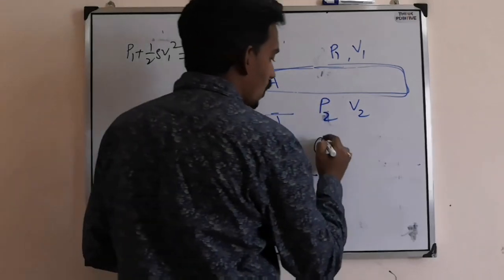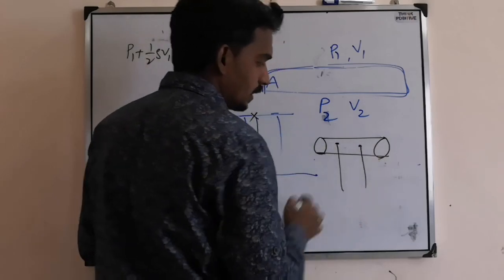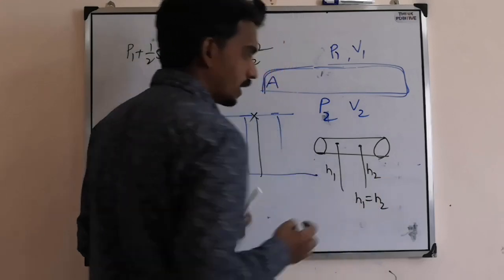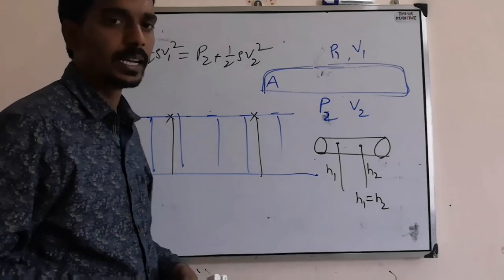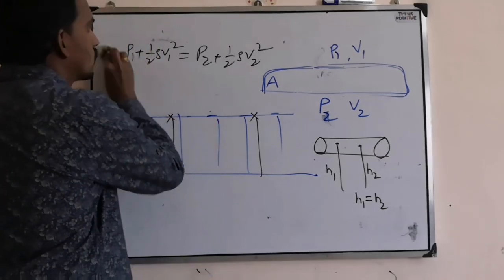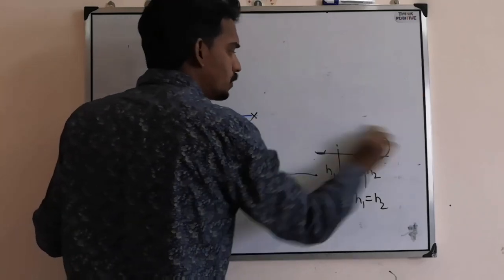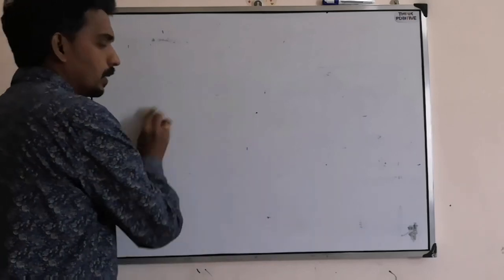Even in the case of a horizontal pipe also, if you compare 2 points, here h1, here h2, it means h1 should be equal to h2. So that's why rho gh1, rho gh2 both will get cancelled. So this thing also they can ask you in the question. And even when you consider Bernoulli's principle, many practical applications will be there.